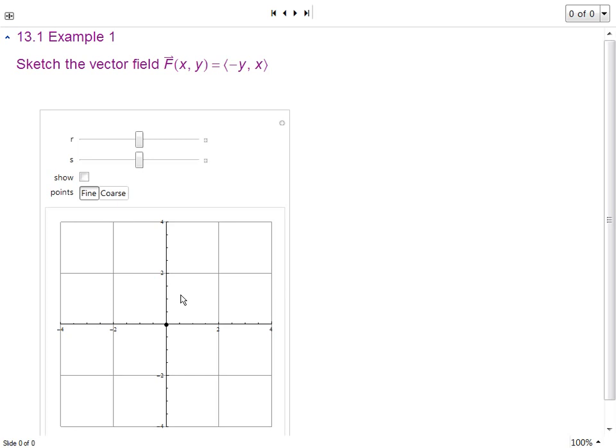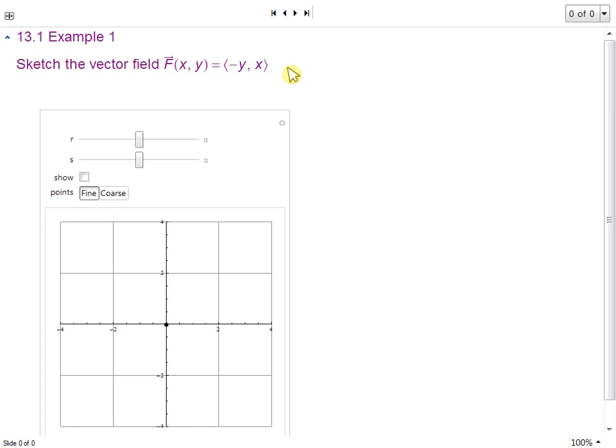Now, a vector is a directed line segment. It's a segment of a line that has a direction and a magnitude. So I can make up any function I want that tells you what vector you should assign at each point here. The vector field we're looking at says, if you're at the point x, y, create the vector negative y, x at that point. If I'm at 0, 0, I plug in 0 for x and y, and what vector does it spit out? The zero vector, which is right there.